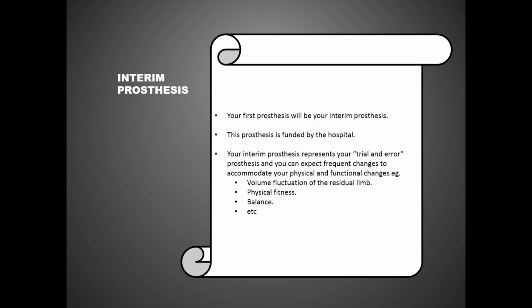Interim prosthesis. Your first prosthesis will be called your interim prosthesis. This prosthesis is funded by the hospital. Your interim prosthesis represents your trial and error prosthesis, and you can expect frequent changes to accommodate your physical and functional changes. For example, volume fluctuation of the residual limb, your physical fitness, your balance, etc.